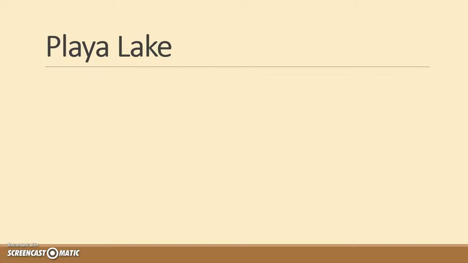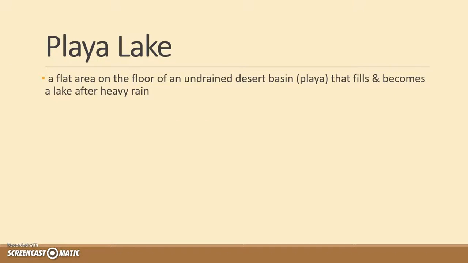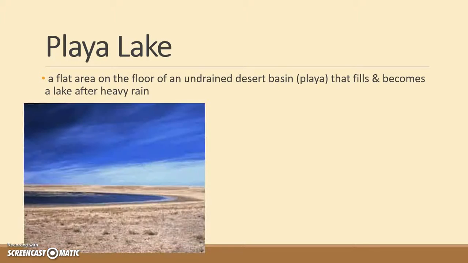We also have what's called a playa lake, and that's a flat area on the floor of an undrained desert basin. It fills and becomes a lake after a heavy rain, but then of course it starts to evaporate and infiltrate into the soil. So for example, here.